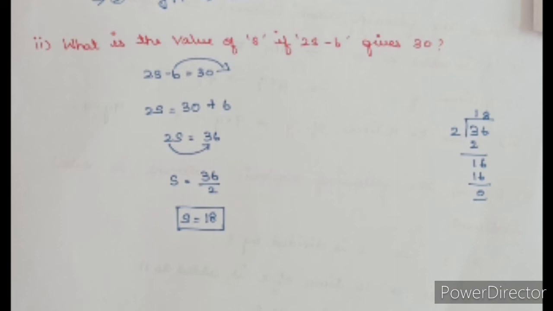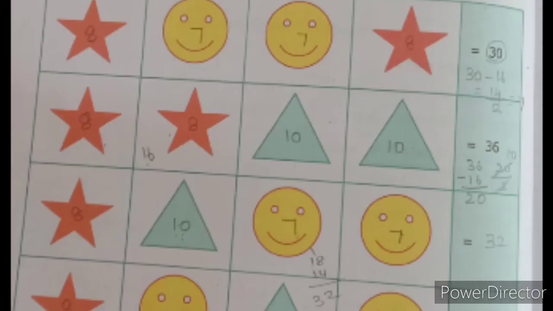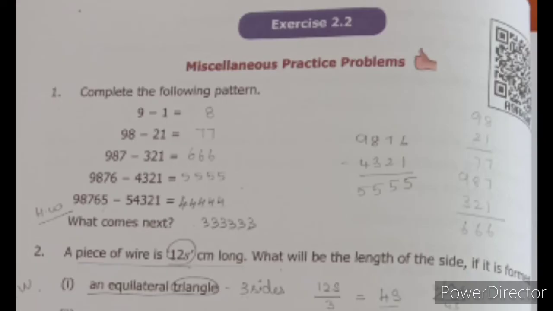Okay, so we have completed exercise 2.1. Let me move on to exercise number 2.2. Yes, exercise 2.2, miscellaneous practice problem. So we had good fun while doing this exercise, right? You would remember this. Okay, complete the following pattern. So you have to go with the subtraction of each number given here. When you subtract the numbers given, you will see some pattern. So you have to find what will be the next pattern.